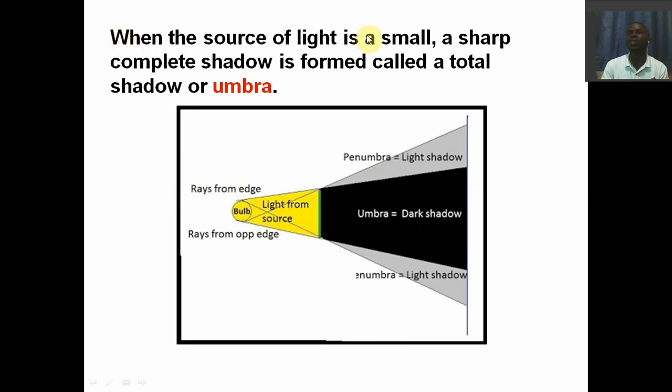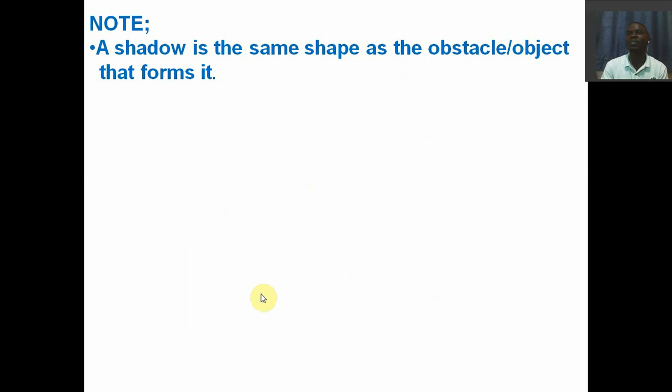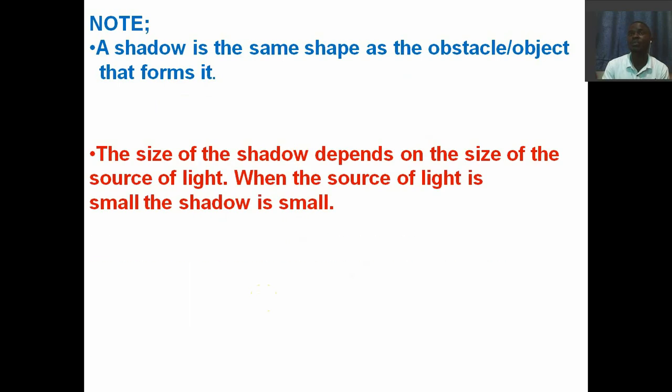When the source of light is small, a sharp complete shadow is formed called a total shadow or umbra. Let's go on. Note, a shadow is the same shape as the obstacle or object it is formed on. So they look similar, they look the same.